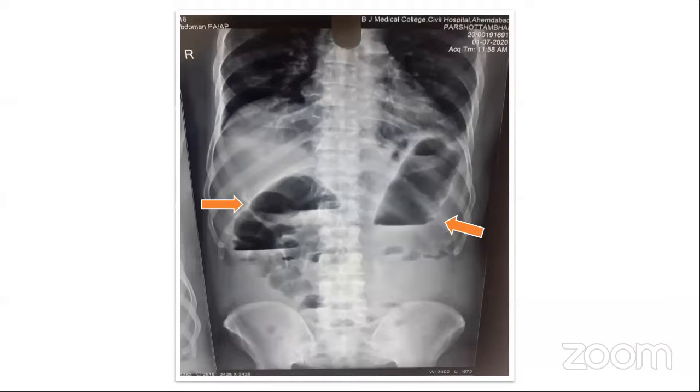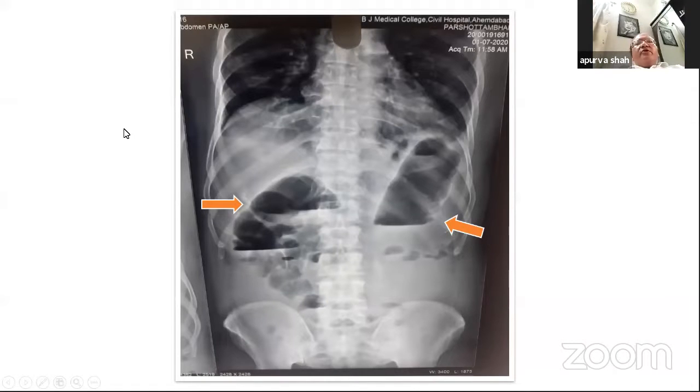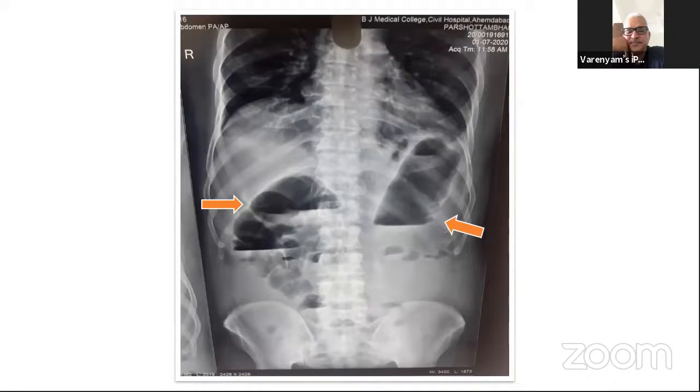Please mute your audio. Who is in between? Somebody is speaking. Variam, please. Variam's iPhone. Oh, sir, that's you. Sorry, somebody is speaking. Okay, fine. Go ahead, Rahul.